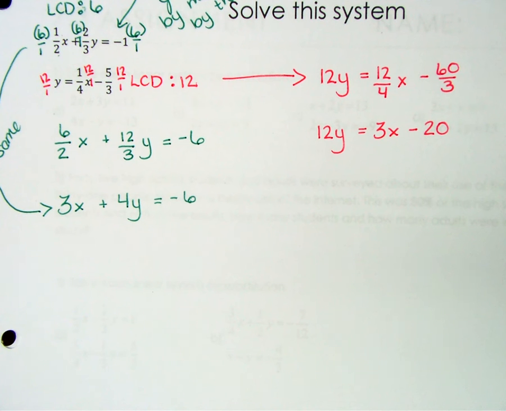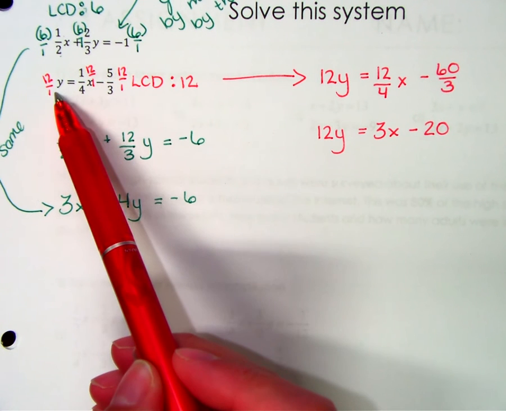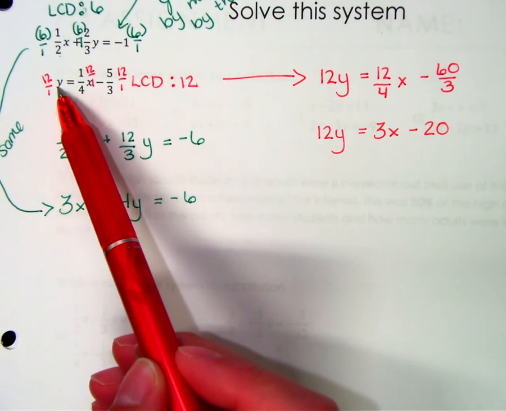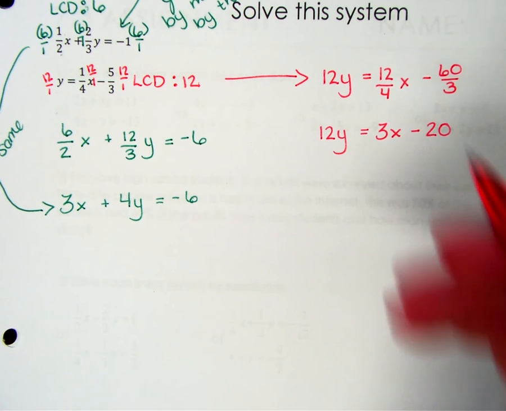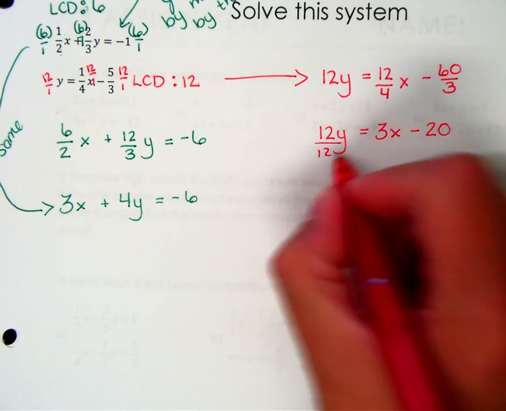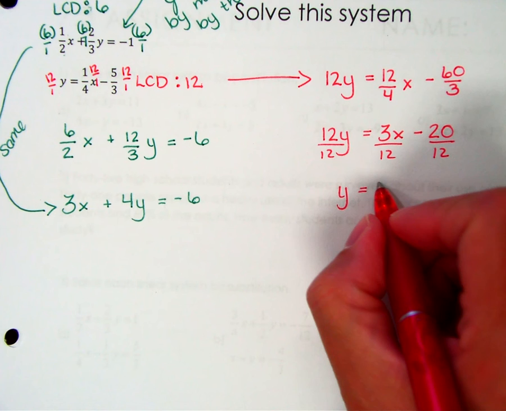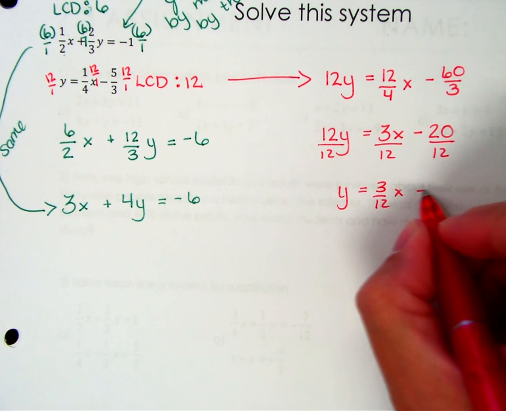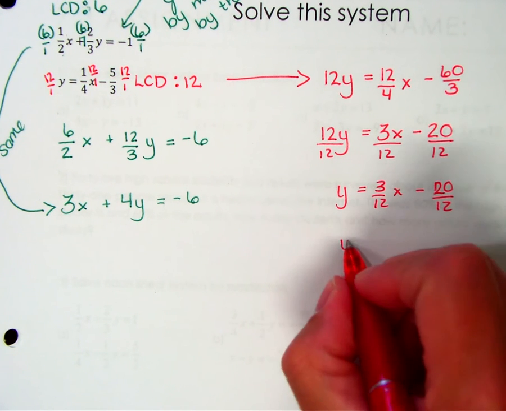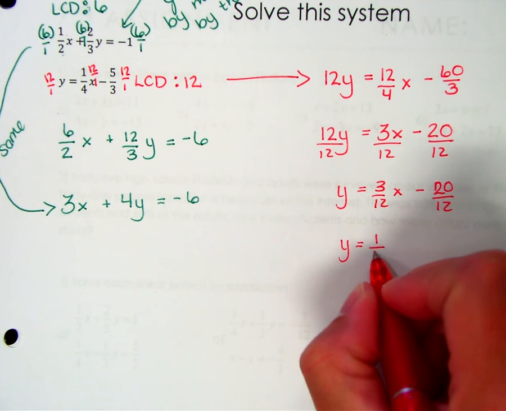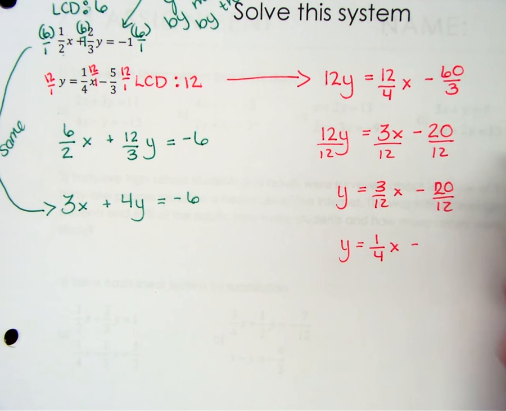So you see that none of them are equal to a single variable. None of them are equal to a y or an x. And the reason why I said we're smart people and maybe I did this for no reason, this was already equal to y. So if I rearrange this again, I'm right back to where I started. So everything divided by 12. And y equals 3 over 12x minus 20 over 12.